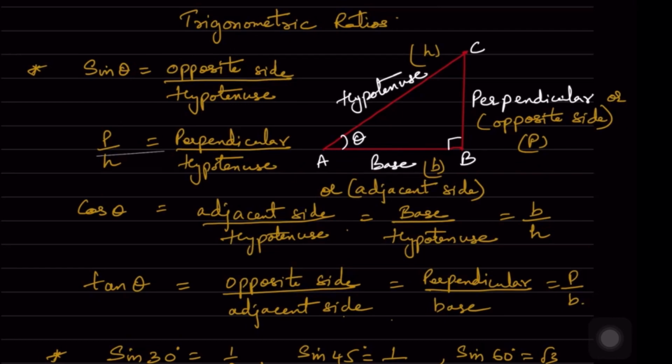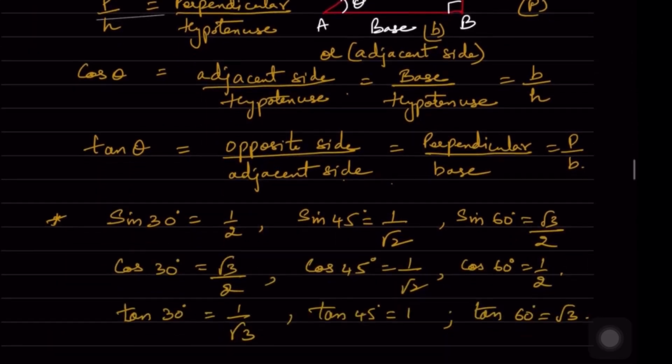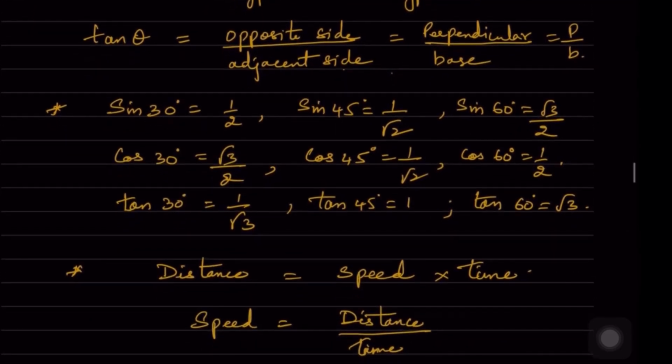So you can see over here sin theta is equal to opposite side by hypotenuse. It is also written as P by H, which is perpendicular by hypotenuse. Now cos theta is adjacent side by hypotenuse or base by hypotenuse, which is equal to B by H. Tan theta is equal to opposite side by adjacent side, which is equal to perpendicular by base, which is P by B.